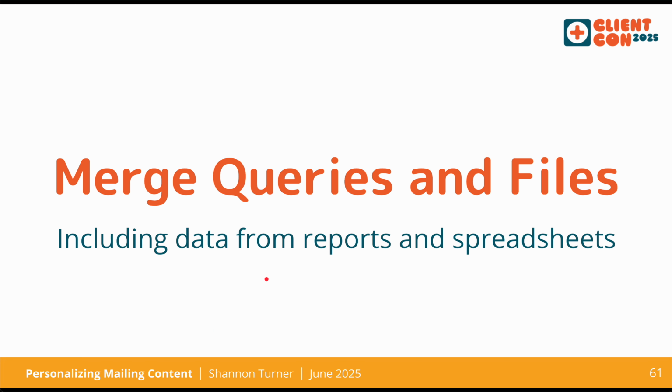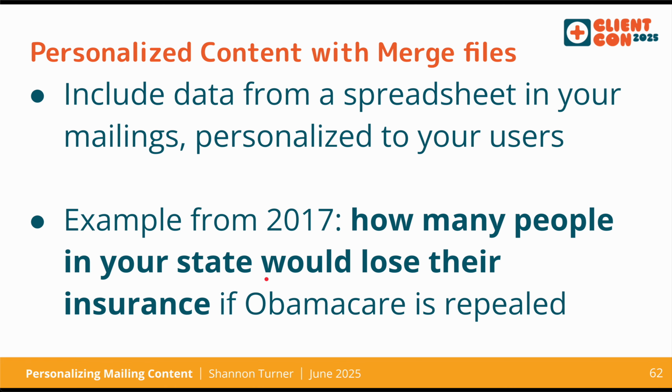So we could spend lots more time covering practical examples, but let's move on to merge queries and merge files. This will let us include data from our reports and spreadsheets. So we've seen lots of examples of using snippets to personalize content, but all of these examples have come from data that's already within ActionKit. And sometimes wouldn't it be nice to pull data from a spreadsheet and include it in your mailings?